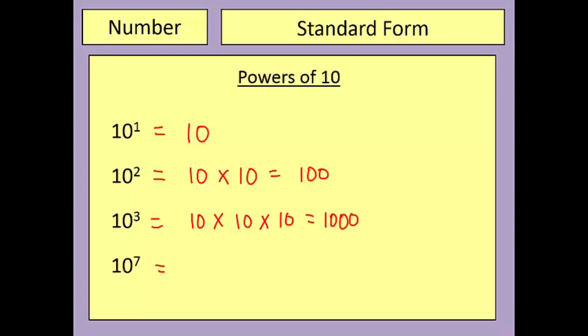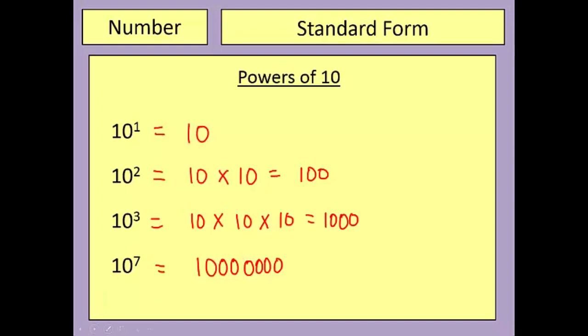So using this pattern, 10 to the 7 will be 10 multiplied by itself 7 times. That would come out as a 1 with 7 zeros after it, because 10 to the 1 had 1 zero, 10 squared had 2 zeros, 10 cubed had 3 zeros, so 10 to the 7 must have 7 zeros.